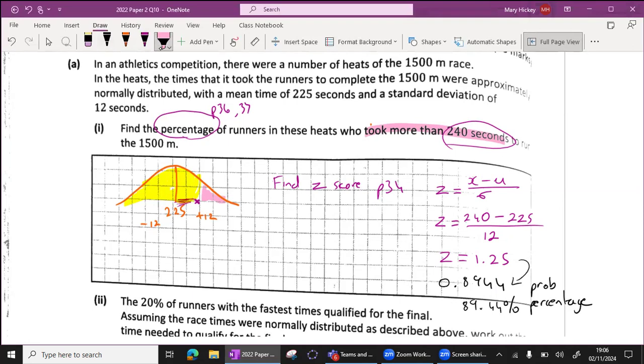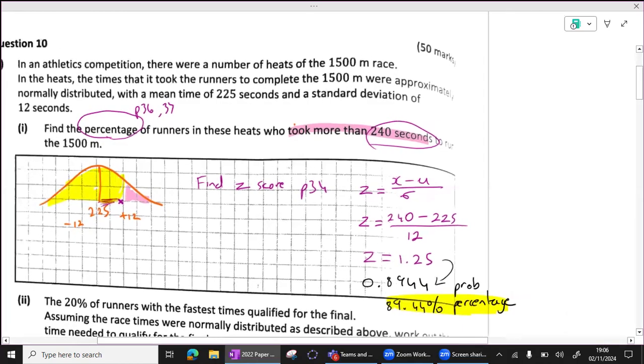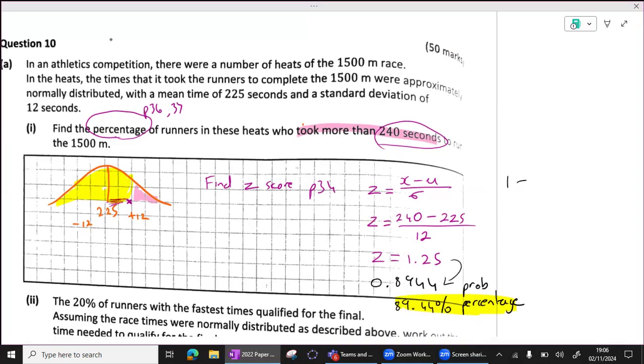So let's highlight that in yellow. To get the actual people who took more than 240 seconds, the pink section, these are technically the people who did worse. So I'm doing 1 minus 0.89, because if you've gotten above 240, you're taking longer to run the race. That means you've done worse. Sometimes that can be confusing to people.